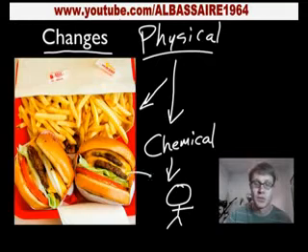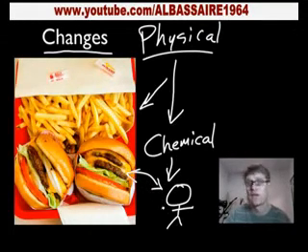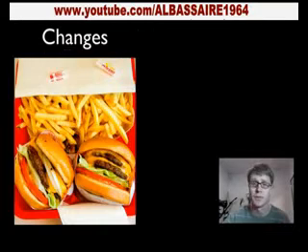In other words, the amino acids that are in a burger are going to be broken down, and then they're going to be used inside our body to actually build up the proteins inside our body. And so it's important that you understand chemical and physical changes and the difference between them, because you need to understand how you are made from a burger. Okay, so let's get started.